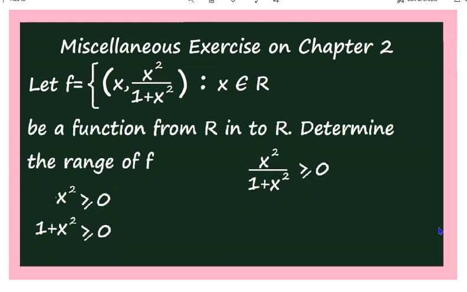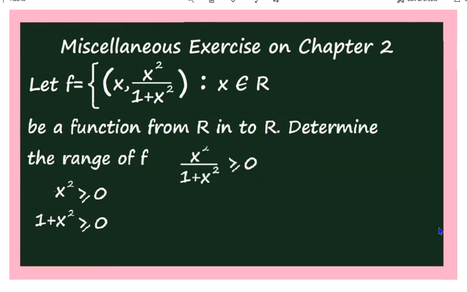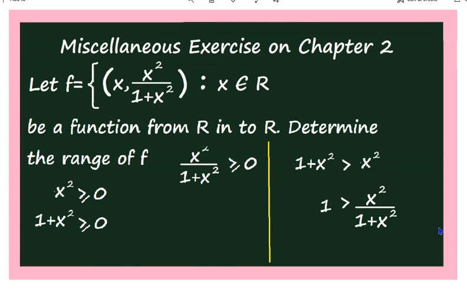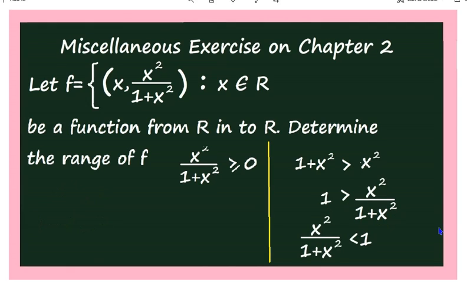Next, let us analyze what is the maximum value taken by x square divided by 1 plus x square. You know that 1 plus x square is greater than x square, because to x square, 1 is added. Definitely it is greater than x square. And if you divide throughout by 1 plus x square, which is a positive number, the inequality will be the same. It is 1 is greater than or equal to x square divided by 1 plus x square. And this shows that x square divided by 1 plus x square is always less than 1.